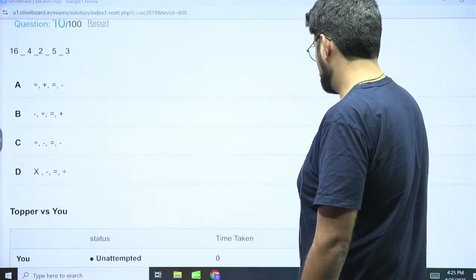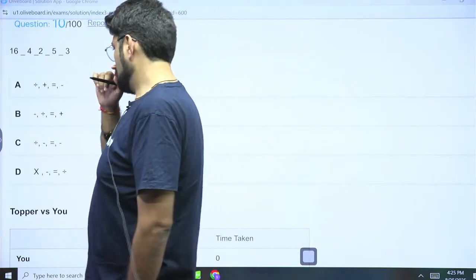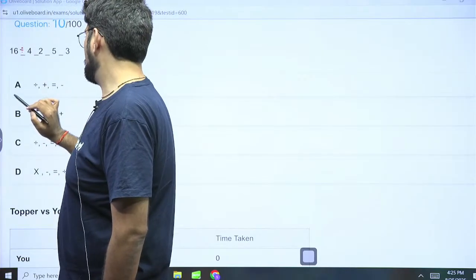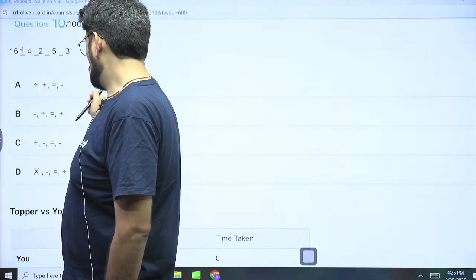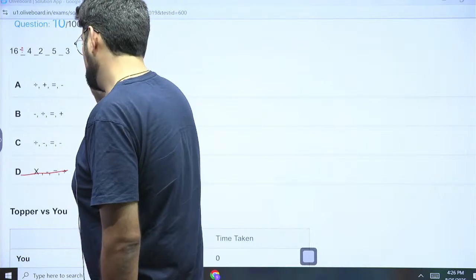Correct mathematical operations to be replaced. Okay, let's come back here now. So divide is starting from here in two places. Let's put it here. 16 divided by 4 makes sense. 4 divided by 2 also makes sense. 5 divided by 3 does not make sense. So this is gone.